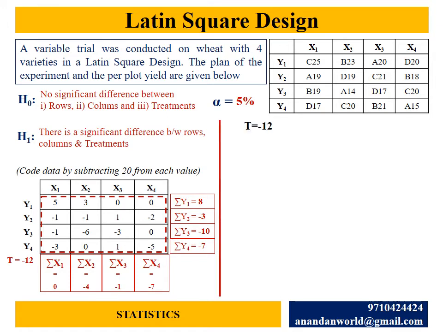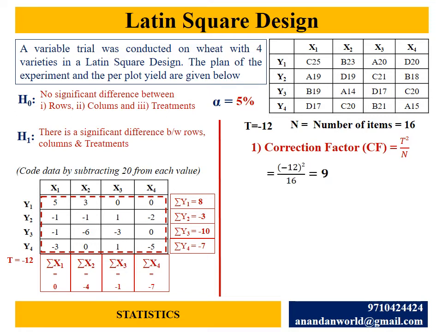So T equals minus 12, and N, the number of items, is 16. We can find the correction factor using the formula T squared by N, that is minus 12 squared by 16, which equals 9.